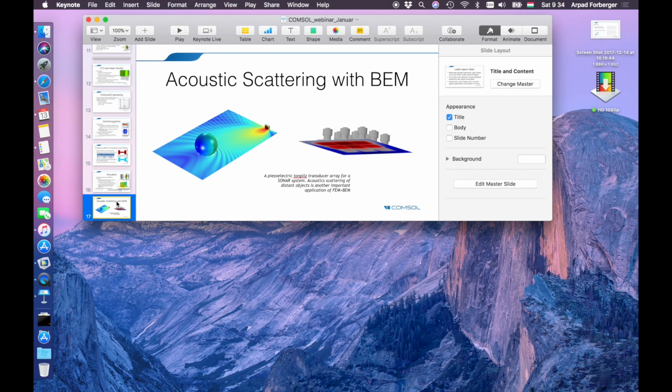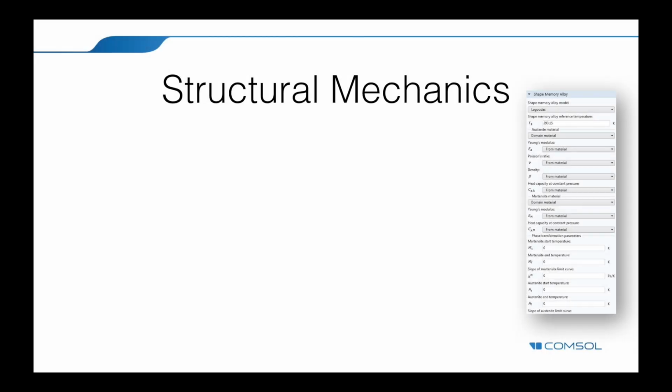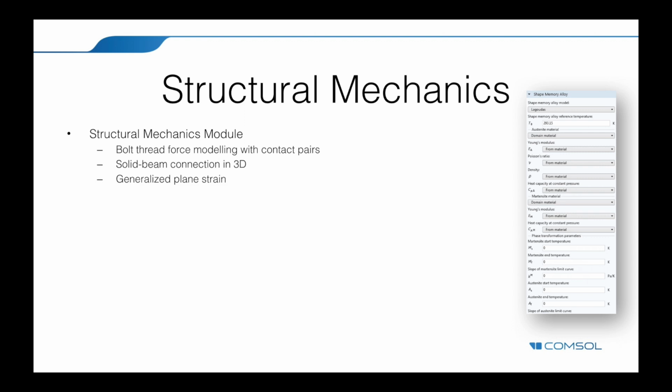Back to our original list, structural mechanics news. You've got a solid beam connection directly in 3D, and also you have the bolt thread force modeling with contact pairs. It's much more precise and sophisticated than the previous version. And now there is a third option, a generalized plane strain option in the solid mechanics interface that's also available.